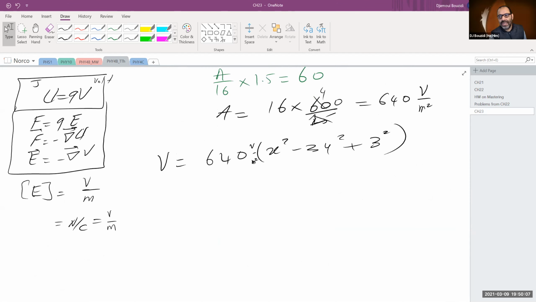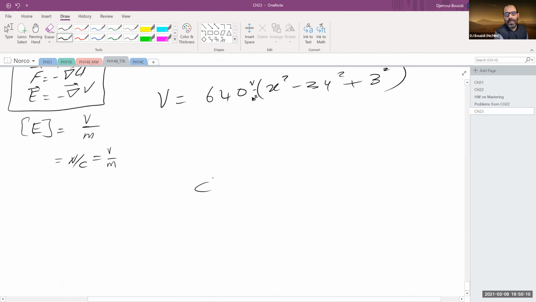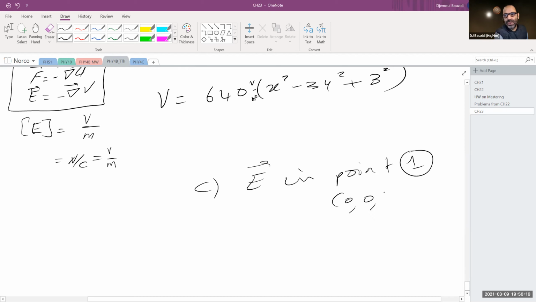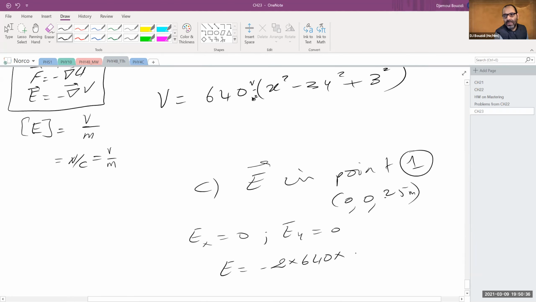So basically, that's part C, the electric field E at point 1, remembering that point 1 has z equal to 0.25 meters. The electric field in the x direction, if you plug into the equation, is going to be 0. The y component is 0 because x and y are 0. But the z component is minus 2 times a, which is 640, times 0.25. That is half of 640, because 0.25 times 2 is 0.5, so it's about negative 320 volt per meter.